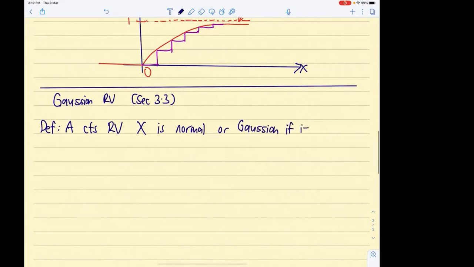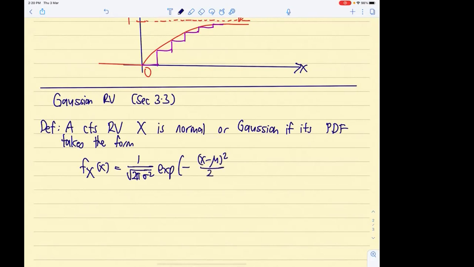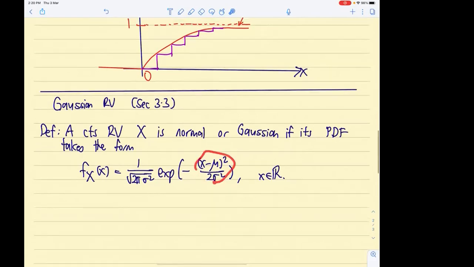If its PDF takes the form f_X(x) equals 1 over square root of 2 pi sigma squared, times e to the minus (x minus mu) squared over 2 sigma squared, for x in R. Now this looks very complicated, but it's actually not, because I do this every day. I have already memorized it. A Gaussian random variable is parameterized by this exponential function here. But the argument in the exponential is a quadratic in x. That's how we remember.